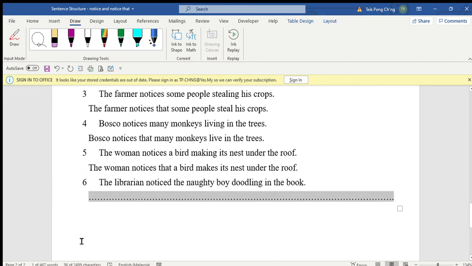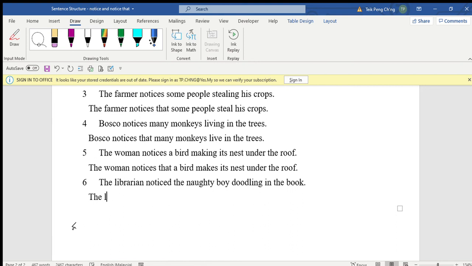Okay, number 6, the librarian noticed the naughty boy doodling in the book. Okay, so for number 6, it's past tense, yeah? The librarian noticed that the naughty boy doodled in the book.